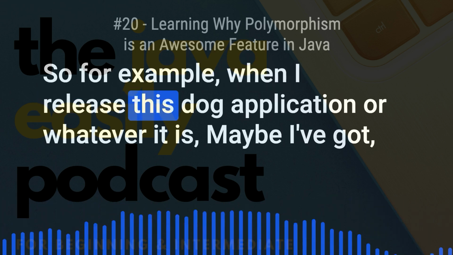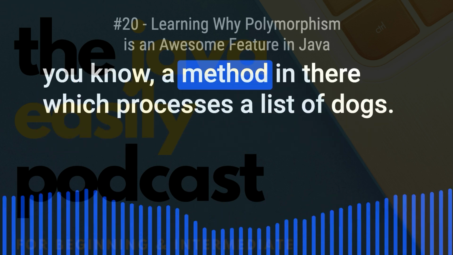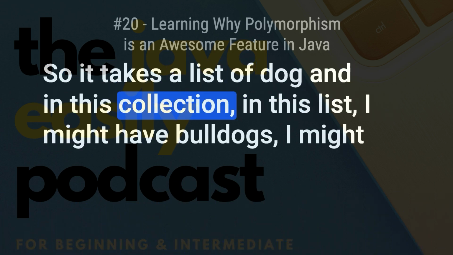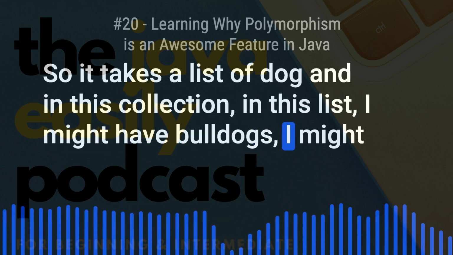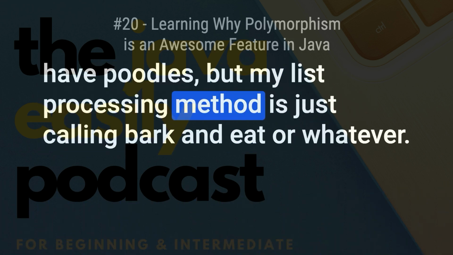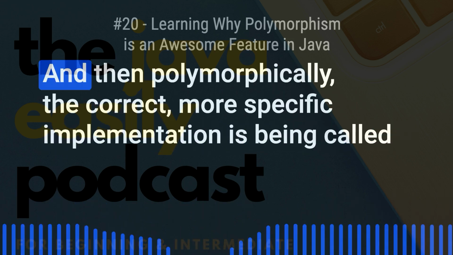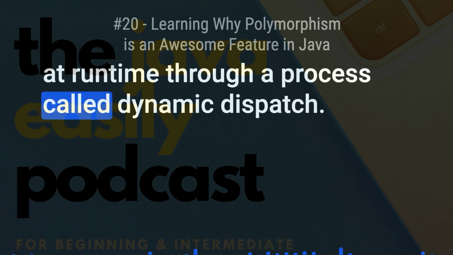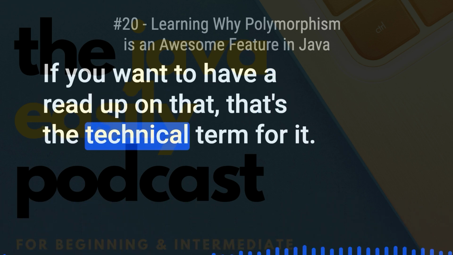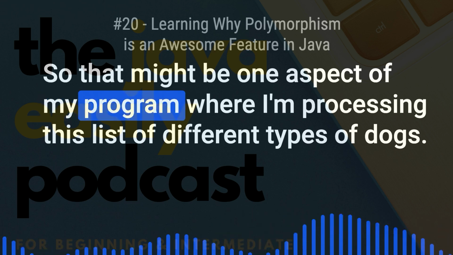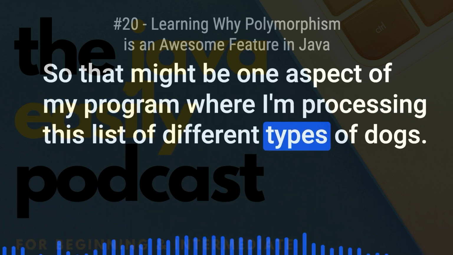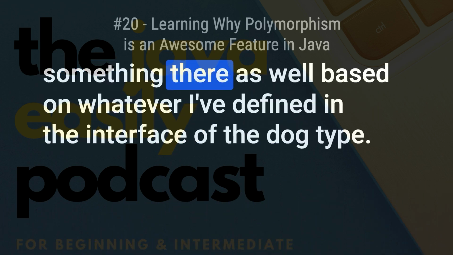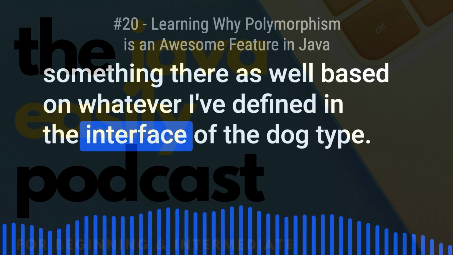So for example, when I release this dog application, maybe I've got a method in there which processes a list of dogs. So it takes a list of dog, and in this list I might have bulldogs, I might have poodles, but my list processing method is just calling bark and eat. And then polymorphically, the correct, more specific implementation is being called at runtime through a process called dynamic dispatch. If you want to have a read up on that, that's the technical term for it. So that might be one aspect of my program where I'm processing this list of different types of dogs. I also might have a method which takes a parameter of type dog and does something there based on whatever I've defined in the interface of the dog type.